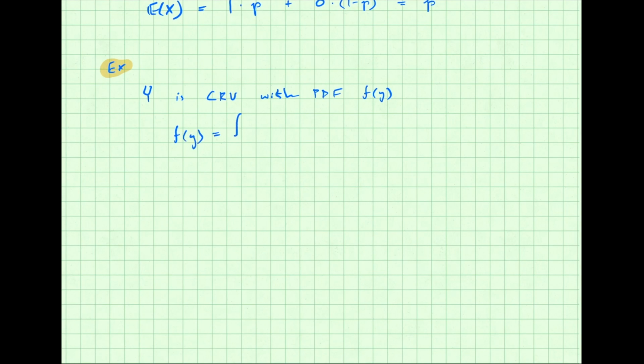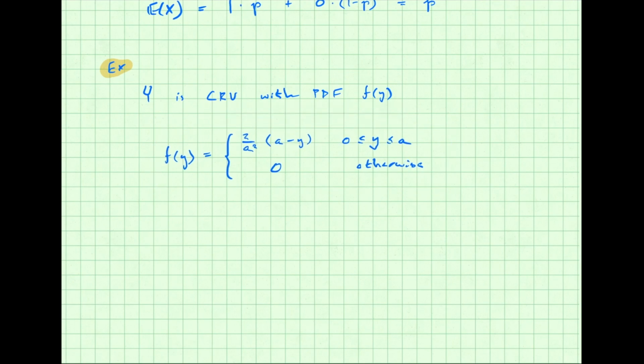And f of y has this form. It's a piecewise defined thing. In one region, it's going to be given by 2 over a squared times a minus y, and that's in the region where y is between 0 and little a. And otherwise, if y is outside of that region, it's 0. I'm going to move this down a little bit. It's a little bit crowded.